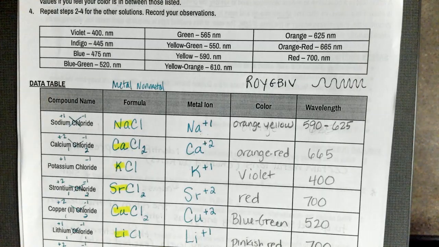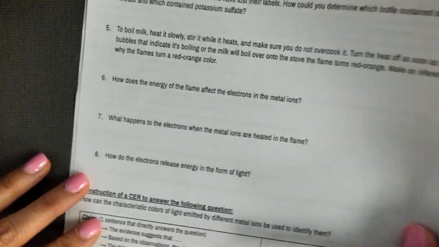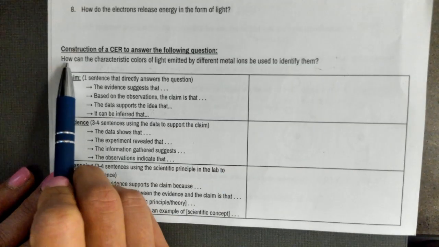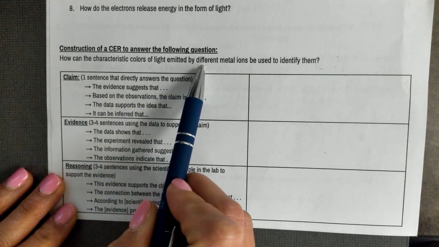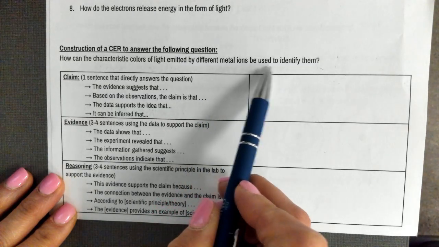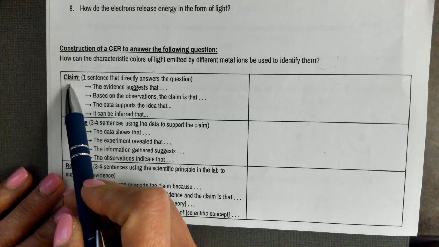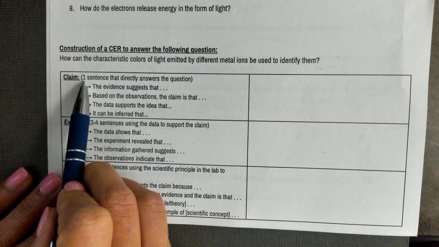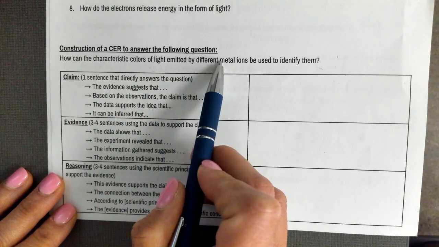But the point of the video for today is to go over the CER that you were to answer on your own. So this was the CER that you had to answer. It says, how can the characteristic colors of light emitted by different metal ions be used to identify them? Okay, so when you are doing a CER, first you need to write a claim. Now your claim should only be one sentence, and you're answering the question that was asked.